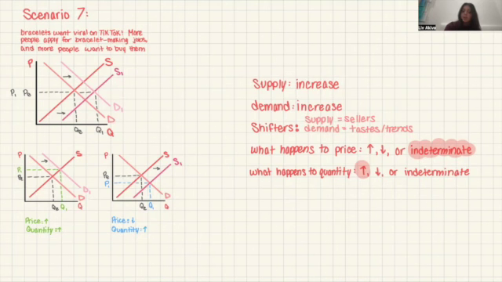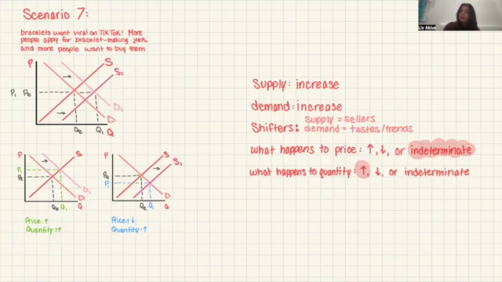In the graph on the bottom left, you can see that as demand shifts to the right, the equilibrium price will increase and the equilibrium quantity will increase. However, when you look at the bottom right graph, you see that the equilibrium price decreases and the equilibrium quantity increases. So this means that there is going to be an increase in quantity. That is confirmed because it is increasing in both graphs. However, with price, the change is going to be indeterminate because if it's increasing in one and decreasing in the other, there's no way to tell what will happen.